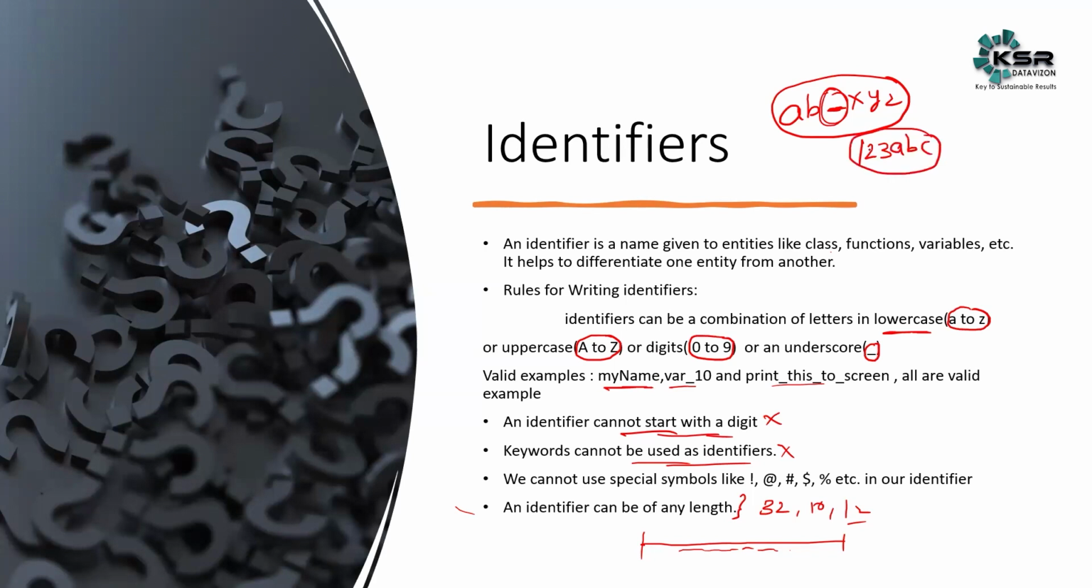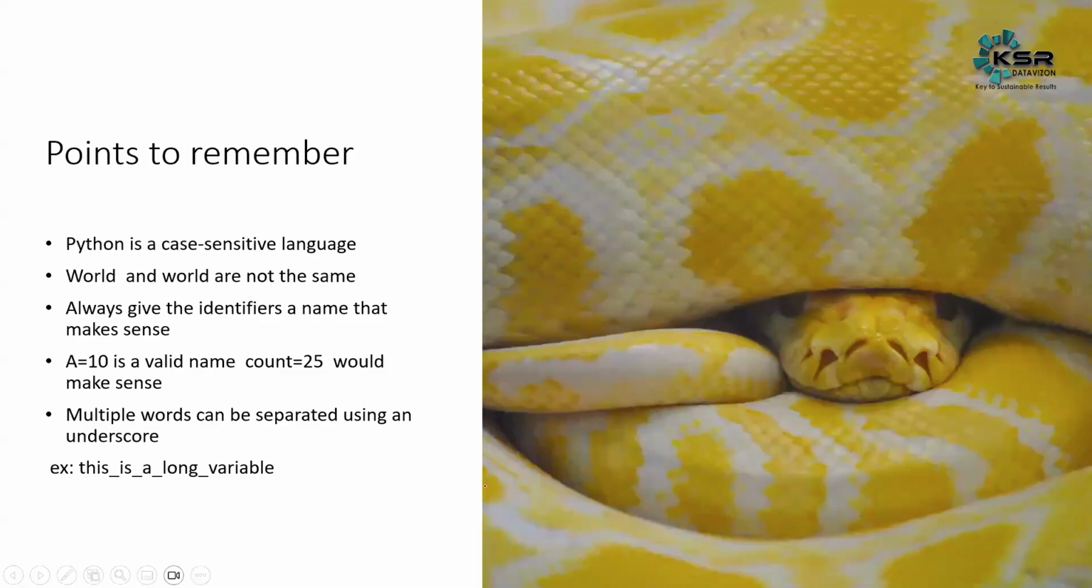What about now? No, sir. An identifier starting with a number. We cannot use this, right? Now that's it. So these are the identifier points.